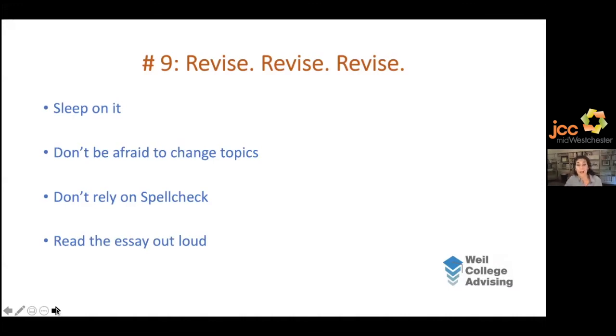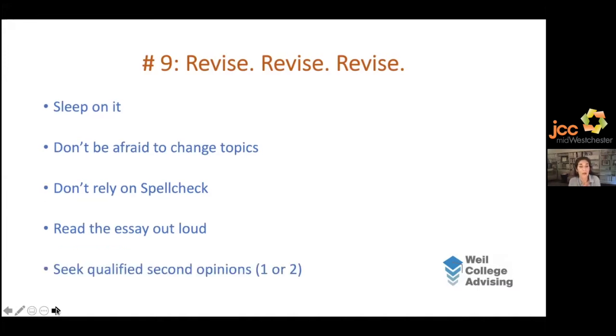Anything that you write, read it out loud and see how it sounds. You would be surprised how many things you catch when you're reading out loud.